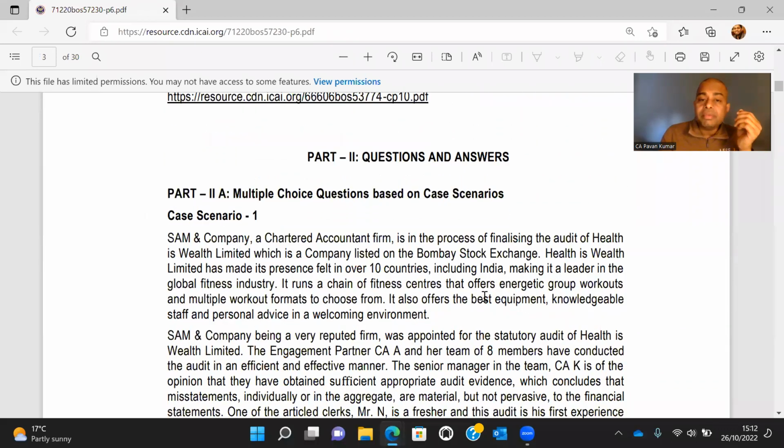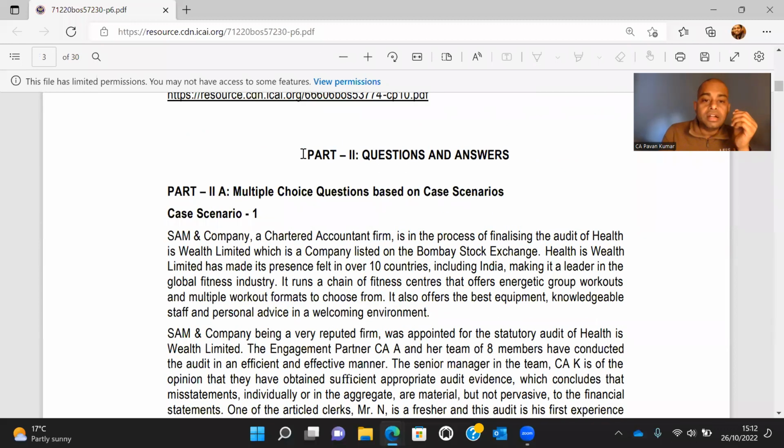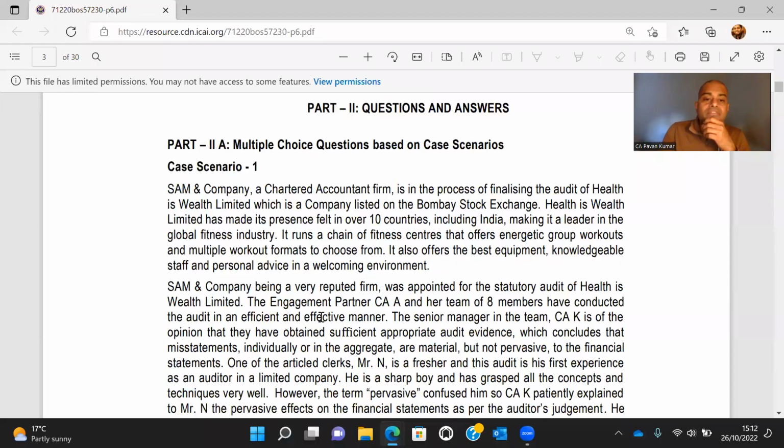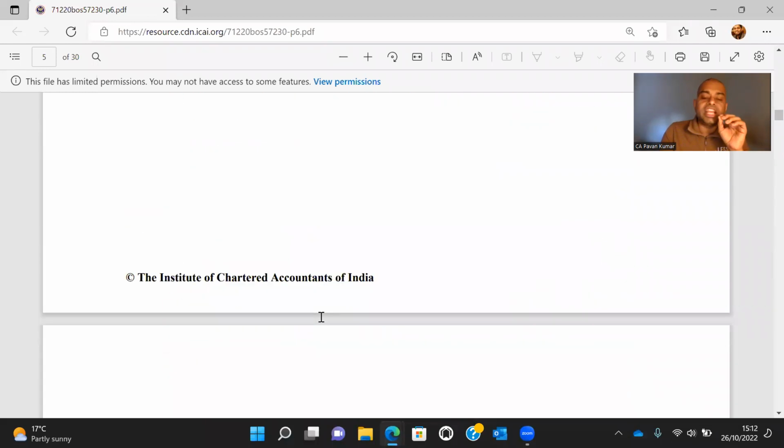But our RTP actually starts with part 2, that means the 3rd page. In this, they have given 2 extensive case studies. Too much information, an ocean of information. You'll feel like, Pavan sir, I'm lost in a jungle. That big and detailed are the case studies. I will take you through, don't worry. After that, they have also given some general MCQs.